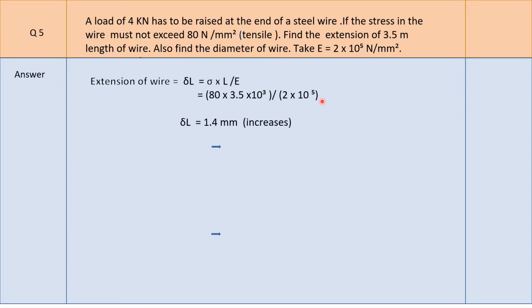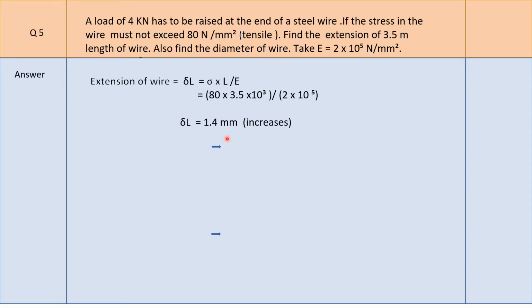And if you are with your calculators, start pressing the buttons here. Bracket open, 80 into 3.5. Then here press the exponential button and then press 3, bracket close, divided by 2 into, again press exponential 5, bracket close, is equal to. Check, are you getting the answer? Delta L is equal to 1.4 mm. And now the stress given is tensile, so there will be an increase in the length of the bar. So we write in the bracket: increases.